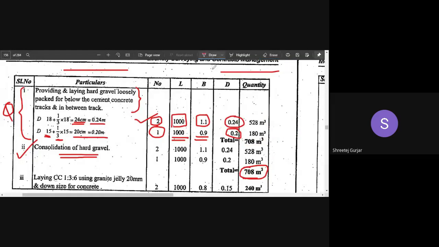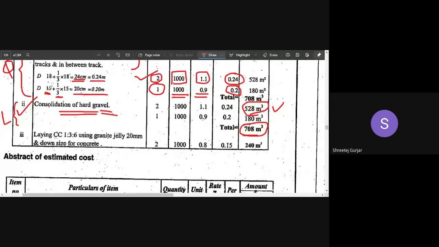Suppose you have to consolidate only the side part, and you do not consolidate the central part. Then you have to exclude this part, and calculate only for this and this, and give the material as how much? 528. The consolidation quantity as 528, if you do not want to consolidate the central part because there is no pavement. This is just an example I'm giving you. But in this numerical, we have to consolidate all the three. Okay, 1, 2, and 3. So the quantity is the same. So the first part is quantity, the second part is material, it is your labor component.